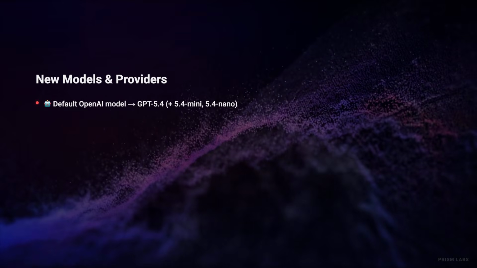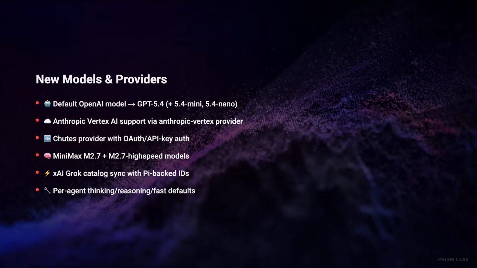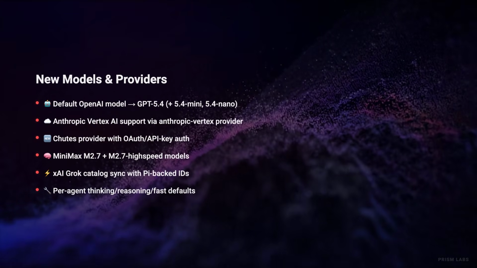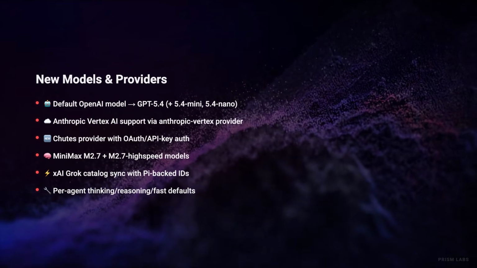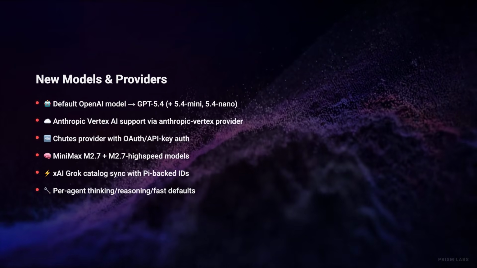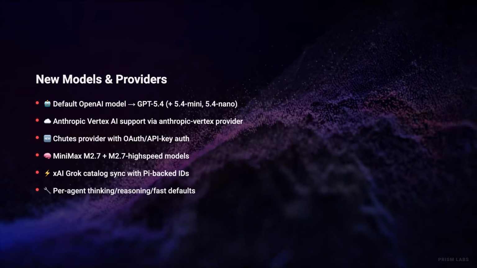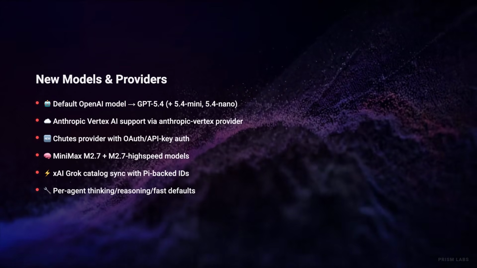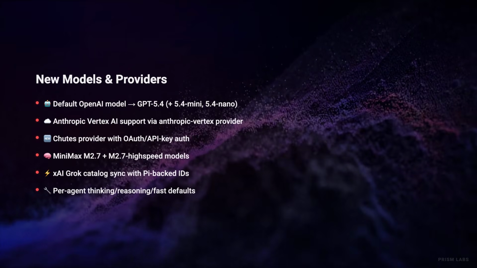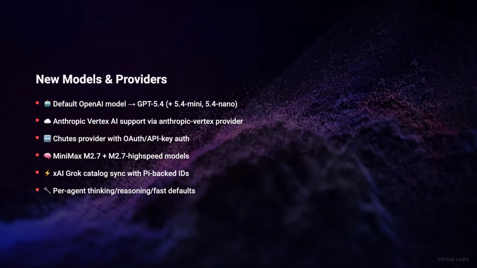The default OpenAI model has been switched to GPT 5.4, with forward compatibility for 5.4 mini and 5.4 nano. Anthropic now has Vertex AI support through the Anthropic Vertex provider. There's a new bundled Chutes provider with OAuth and API key auth. MiniMax M2.7 models are added with raised context windows. xAI Grok catalog is synced with Pi-backed IDs. Z.ai adds the full GLM 4.5 and 4.6 families. Mistral has updated pricing metadata, and Xiaomi gets an OpenAI-compatible endpoint. Per-agent thinking and reasoning defaults are now configurable, so you can set different model behaviors per agent without global overrides.